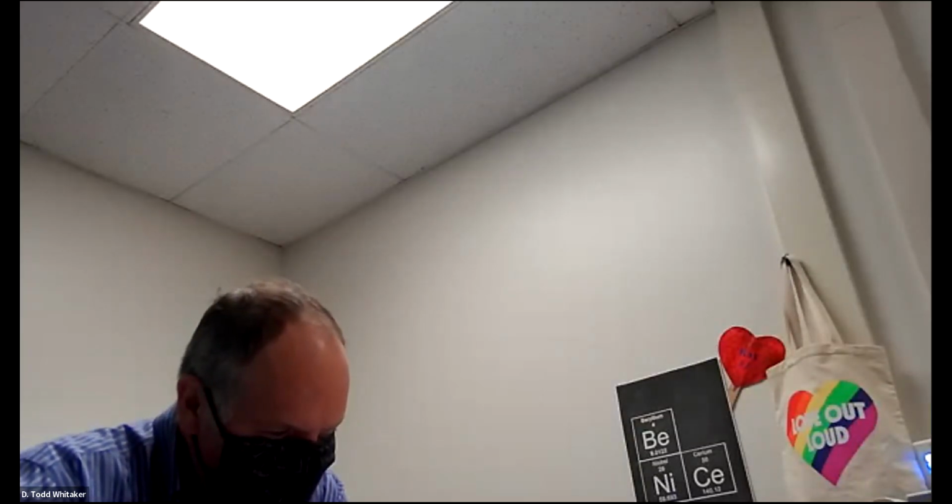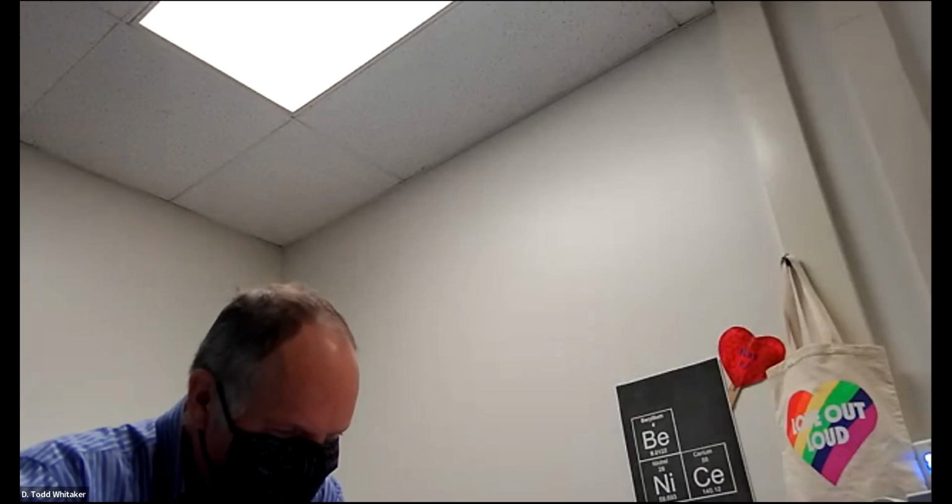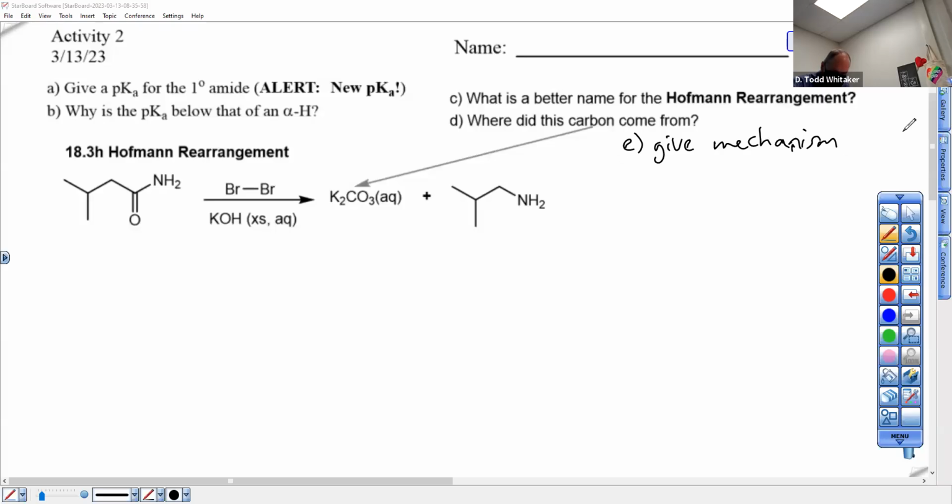Ladies and gentlemen, are you ready for the Hofmann rearrangement? As much as I admire the chemist Hofmann, there's got to be a better name for this reaction. If there's anybody's name on it, there's always a better name. You know that, right? Unless your name's Aldol. We'll talk about that in our last activity today.